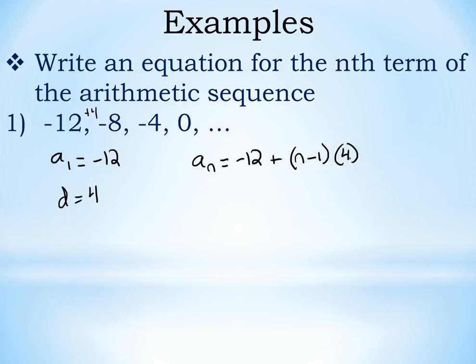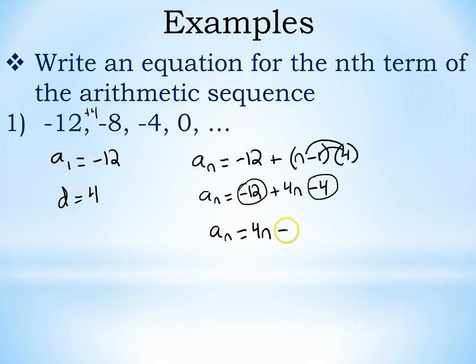We don't know n in this case. We're just talking about in general the nth term. So when I distribute the 4, we'll have -12 plus 4n minus 4. 4 times n, 4 times -1. And when I combine my -12 and my -4, we get an equals 4n minus 16. Make sure your n comes first, the proper way of writing an equation.